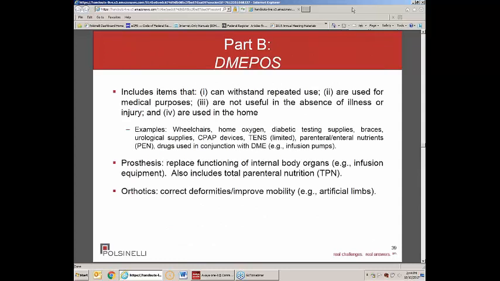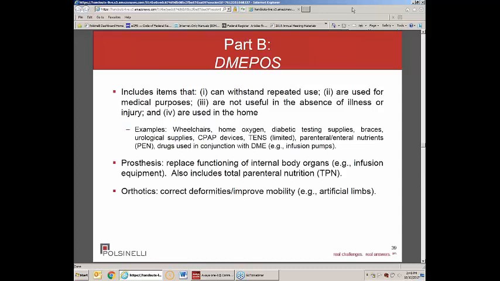Part B also includes durable medical equipment and prosthetics, orthotics, and supplies, or DMEPOS, often referred to in shorthand as DME, although I don't like to leave out the prosthetics, orthotics, and supplies. Most commonly we think of DME like wheelchairs and CPAP devices, other home oxygen equipment. It can also include drugs that are used in conjunction with DME, so if a drug's infused through a pump, the pump is the DME and the drug is considered a supply under this benefit.